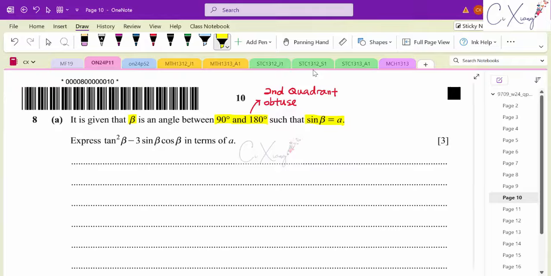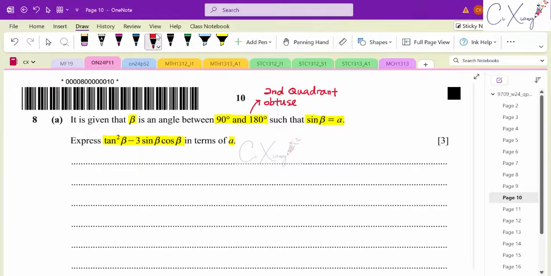They want us to express this particular expression in terms of A. Alright, so before we can find this expression in terms of A, we need to figure out first, let's say sine beta equals A, what will happen to tangent beta and also cos beta. Then after that only we can substitute the value inside, right? Okay, right.